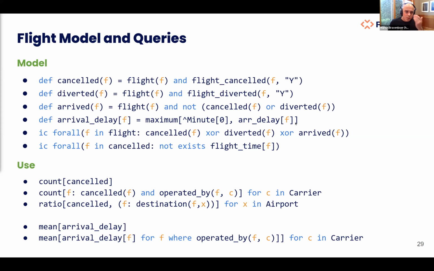And then on top of that, we can start writing integrity constraints that document what the expectations on the data are. So let's say every flight has to be either canceled or diverted or arrived, but not 2 of those. And also if a flight is canceled, there cannot exist a flight time. Okay, so now with the clarity that we added to this model, you can much more easily query the system. So let's say you can count canceled flights. You can count canceled flights grouped by the operator, the carrier. You can ask for the ratio of canceled flights by destination airport. You can ask for the mean arrival delay, and you can ask for the mean arrival delay by carrier, let's say.